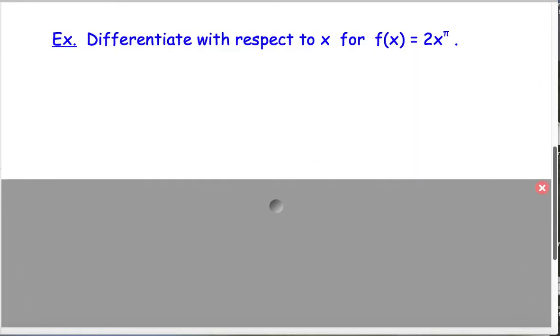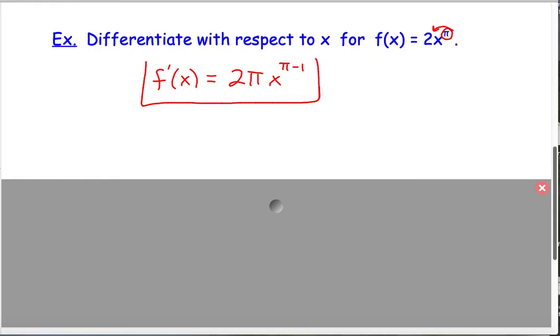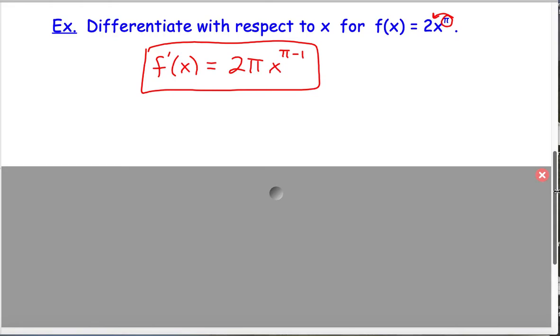Differentiate with respect to x for f of x equals 2x to the pi. You might want to hit pause on this one, give it a shot, and then check your answer. Okay, even though it looks different than the others, we still apply the same rule. So the exponent is pi. That's a real number. So we multiply that out in front and lower it by 1. So we're going to do 2 times pi, and then it's going to become x to the pi minus 1 power. And that's it. Sometimes don't make it more complicated than it really needs to be.